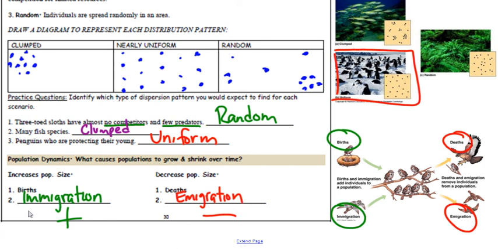Now, when the births and immigration rates are greater than the deaths and emigration rates, you see a population increase. When the deaths and emigration are greater than the births and immigration, you are going to see a population decrease. When you see these rates equal to one another, we would say the population is stable.